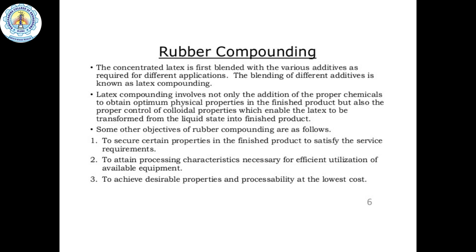Latex compounding involves not only the addition of the proper chemicals to obtain optimum physical properties in the final product, but also the proper control of colloidal properties which enable the latex to be transformed from the liquid state to the final state. Some other objectives of rubber compounding are to secure certain properties in the finished product to satisfy the service requirements, to attain processing characteristics necessary for efficient utilization of available equipment, and to achieve desirable properties and processability at the lowest cost.